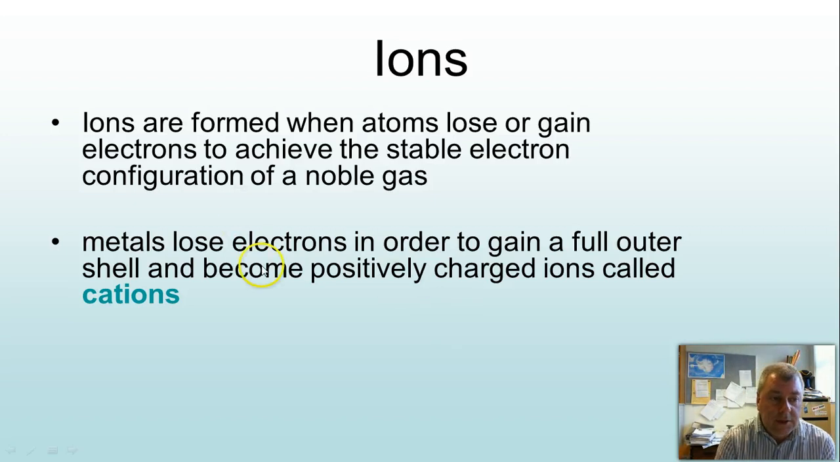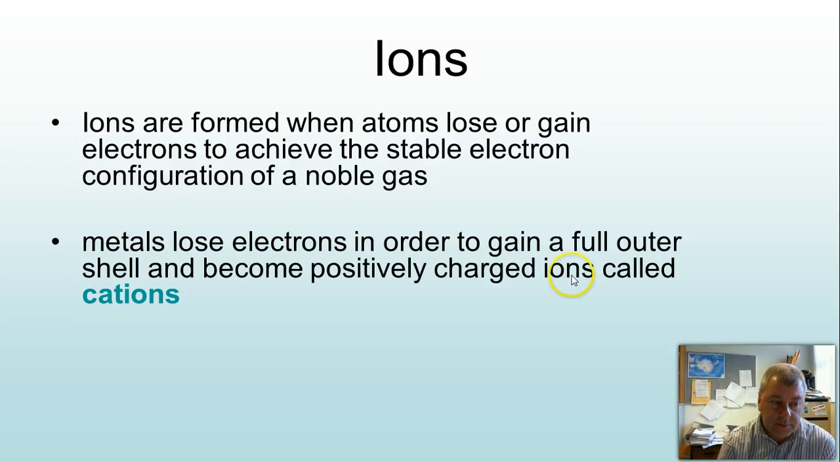Now why do they lose electrons? Remember the periodic table when we were looking at the groups, and each group in the periodic table indicates how many electrons are in the outer shell. The metals have less than half of their outer shell filled, so it's easier for them to lose electrons and then get a full outer shell by losing the electrons than it is to gain more electrons to get a full outer shell.